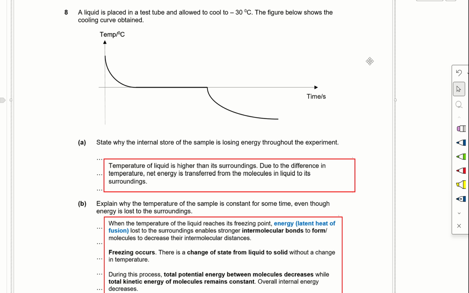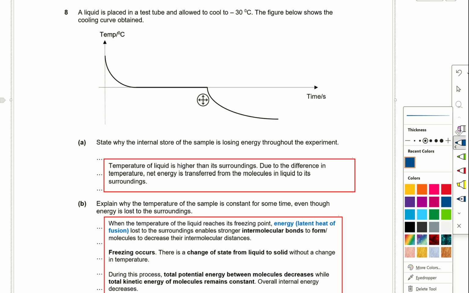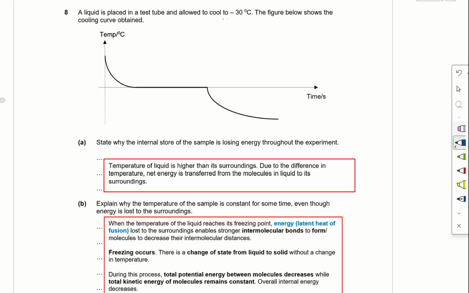Okay, for this video, I'll be going through thermal properties of metal, tutorial question 8. Now, a liquid is placed in a test tube and allowed to cool to negative 30 degrees. So possibly it is placed in a freezer or something. The figure below shows the cooling curve obtained. State why the internal store of the sample is losing energy throughout the experiment.